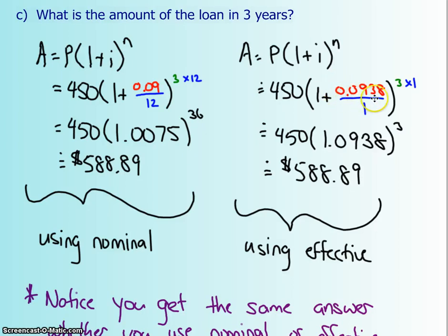Using the effective interest rate, the one that we just found, 9.38%, we're going to divide that by 1 because, again, it is an annual interest rate, and that's not really going to affect our number of years. So the number of compounding periods is just going to be 3. But if we put everything together again, we're going to get the exact same amount at the end.